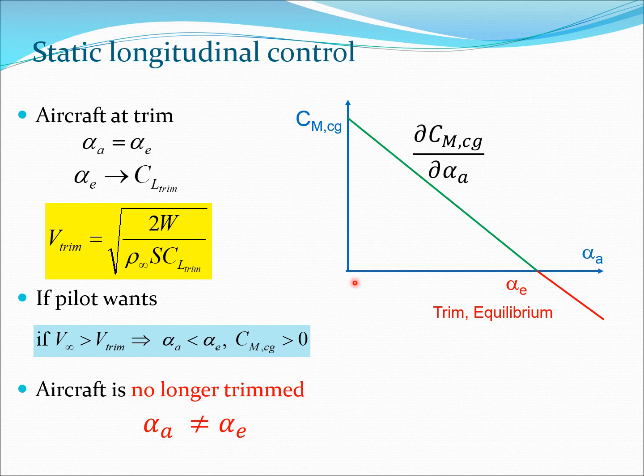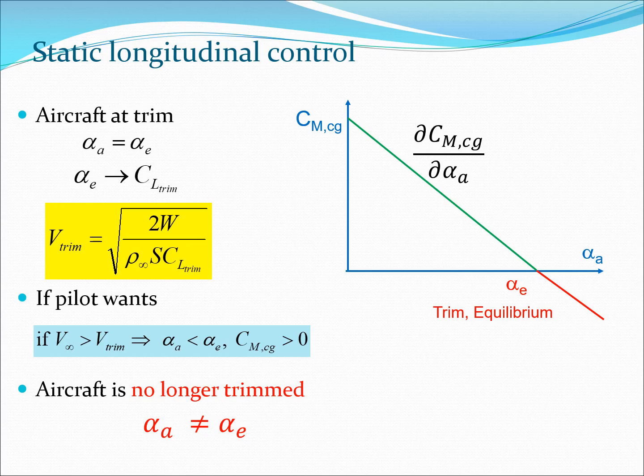Now in this situation we are on this part of the curve, where alpha A is less than alpha E, that's the green part of the curve, and here you can see clearly that the moment CMCG is going to be greater than 0. So once again you do not have a trimmed situation and you have essentially lost trim of the aircraft.